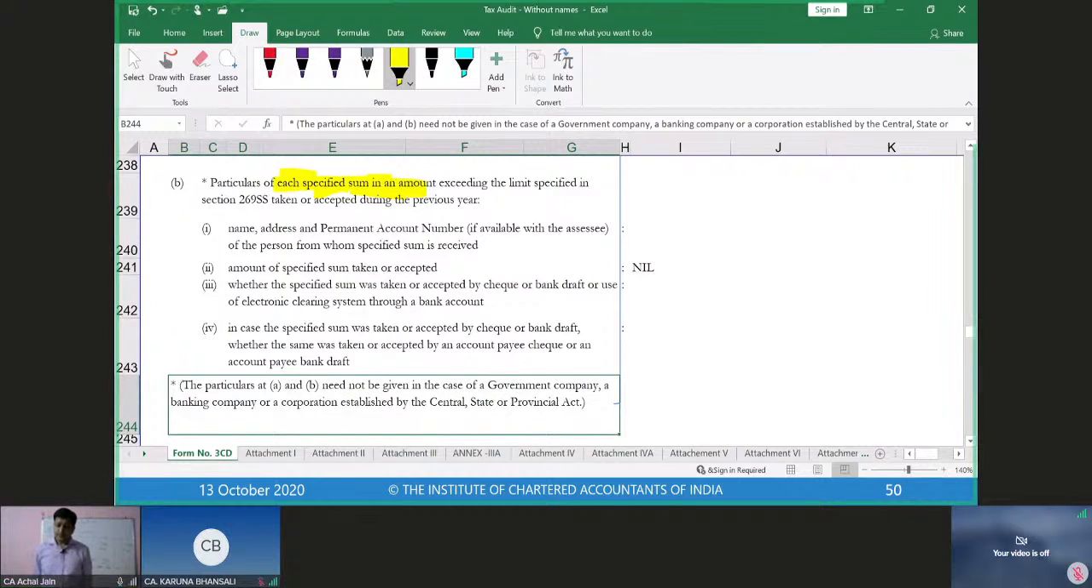Because in this case, again, what is going to be the specified amount has to be assessed from the requirements of the section. Whether the specified sum was taken or accepted by check, bank draft or electronic clearing system, and in case it was check or draft, whether those were account payee or not. All of these things are the same.